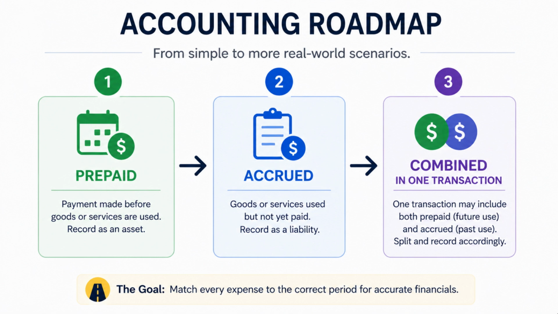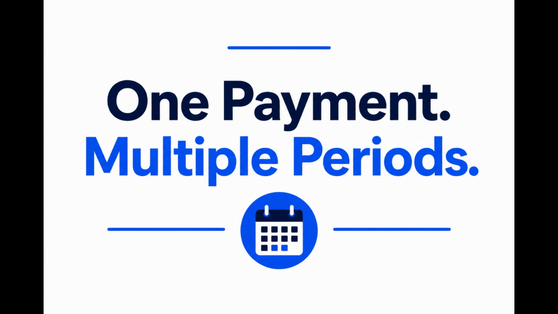Now we take it one step further, because in real life, it's not always clean like this. In the next video, you'll see transactions that include a prepaid portion and an accrued portion at the same time. So in closing, subscriptions reveal something important. A single payment can belong to multiple periods. So we don't just record it, we analyze it. Cash happens once, but accounting follows time.